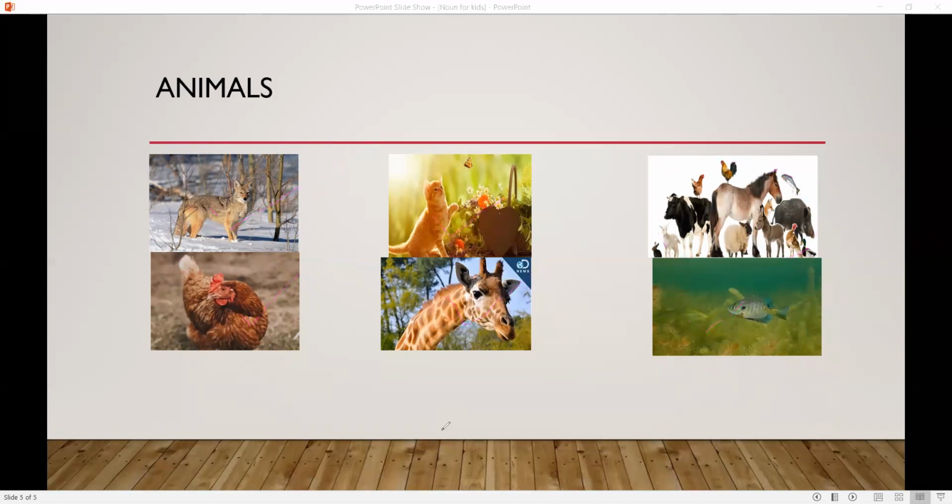So we found that names of persons, places, things, or animals are nouns. We know noun with another name, that is naming word, through which you name some person, some place, something, or animal.